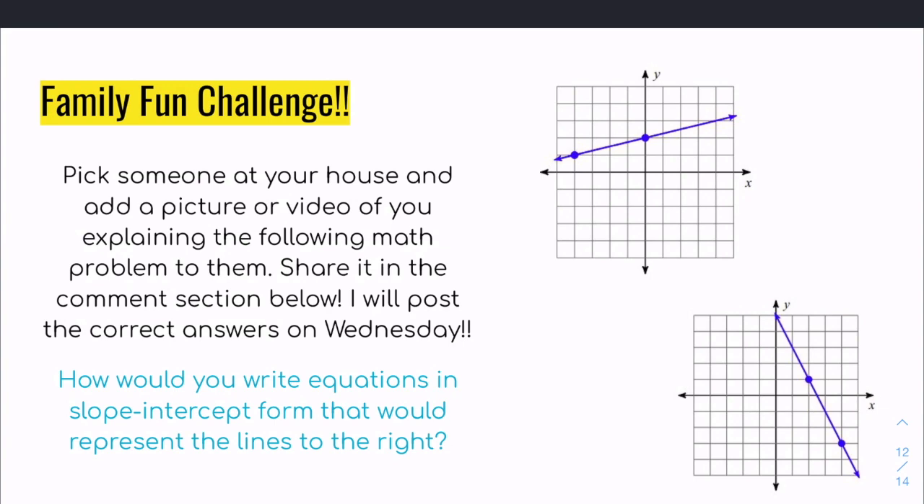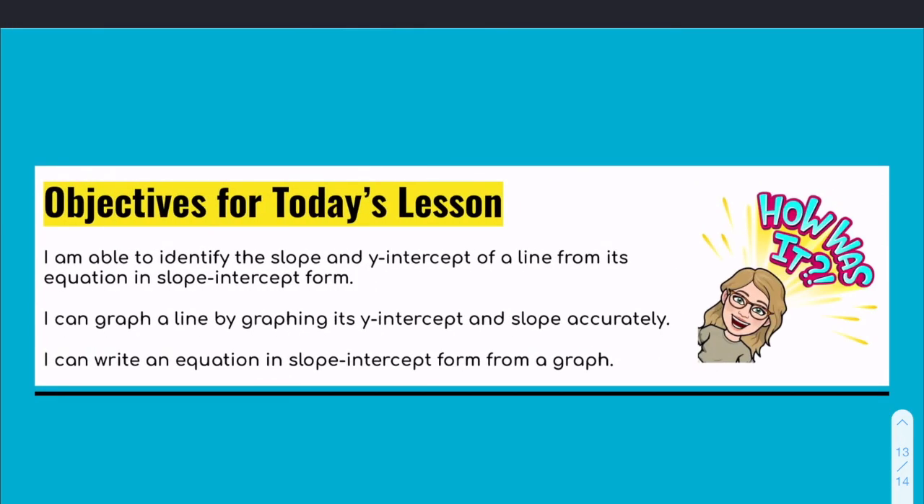Then I am going to give you a short assignment, which is after this. Oh shoot, sorry. Objectives for today's lesson. Think to yourself, how am I doing? Am I able to identify the slope and y-intercept of a line from the equation in slope-intercept form? Can I graph a line by graphing its y-intercept and slope accurately? And can I write an equation in slope-intercept form from a graph? Those were the 3 goals for today.